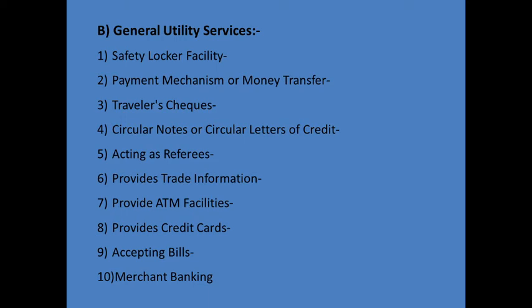Any customer cannot have access to all. Only customers to safety lockers, after entering into a register their name, account number and time, can enter into the vault. Because the vault is holding the important valuables of the customers in lockers, it is also known as a strong room. Then the second function is the payment mechanism or money transfer.